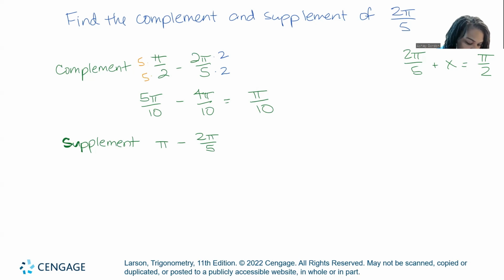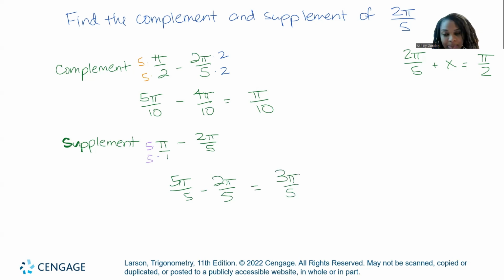All right, so again, I need that common denominator, and this pi is just over 1. So I'm going to make the denominator 5. That's the common denominator between 1 and 5. So I'm going to multiply the top and the bottom of my first fraction by 5. So now I have 5 pi over 5 minus 2 pi over 5. Subtracting the numerators, I've got 3 pi over 5. That's the supplement to this angle, 2 pi over 5. And you can see if I add the two together, I get 5 pi over 5, which is pi, and that's what we wanted.